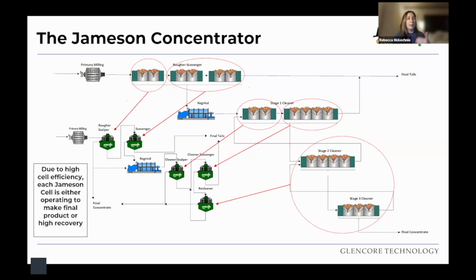And from here, the liberated material is obviously removed from the circuit as early as possible. You can see the example of the rougher scalper there, in which the concentrate goes straight to final con, and that's to prevent any overgrinding or potential losses downstream in the cleaner circuit.